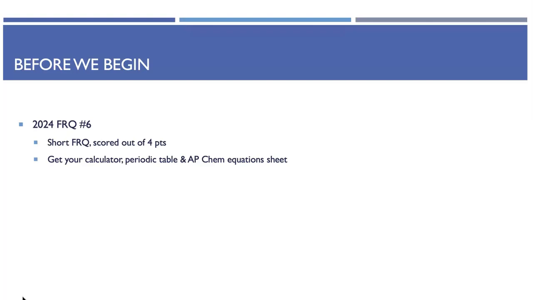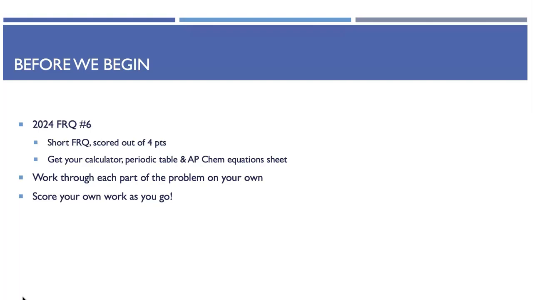Before we go any further, grab your calculator, your periodic table, your formula sheet, some paper to write your answers on. What I want you to do is to listen to me introduce each part of the problem, and then I want you to pause the webcast. Try to answer it on your own, and then listen to my explanation or my solution. And then you can score your own work, your answer to each part. Did you earn the point? Did you not earn the point? How do you need to improve your answer or enhance your answer to make sure you're going to get full credit? Let's jump right into the question.